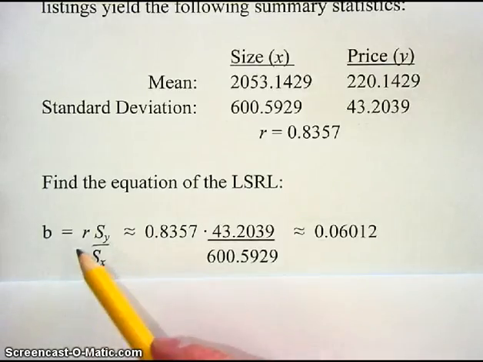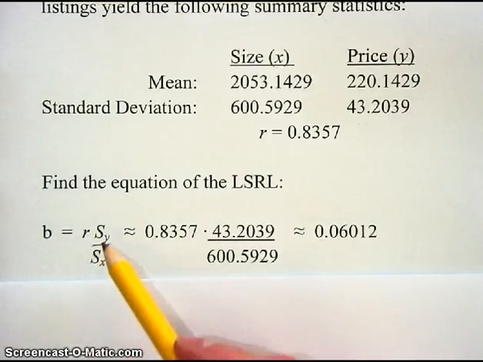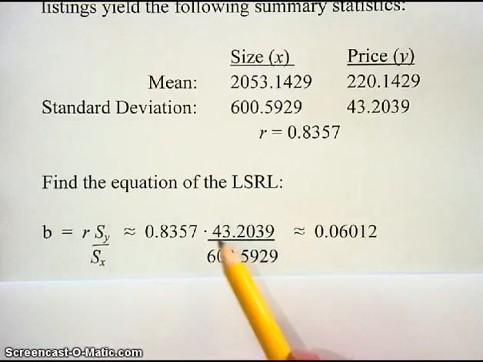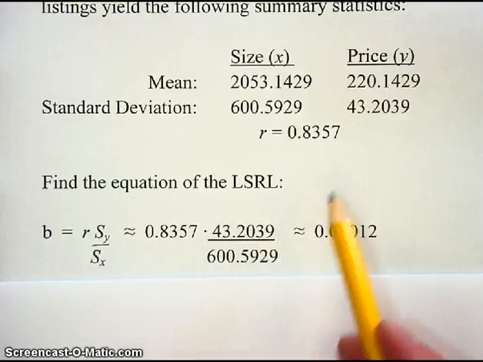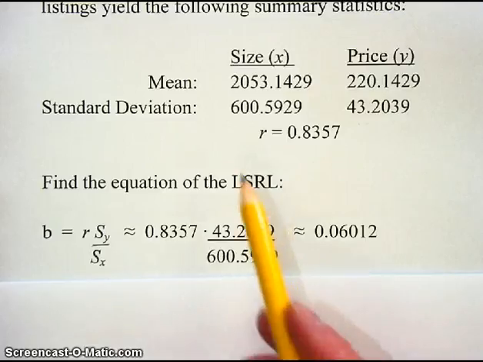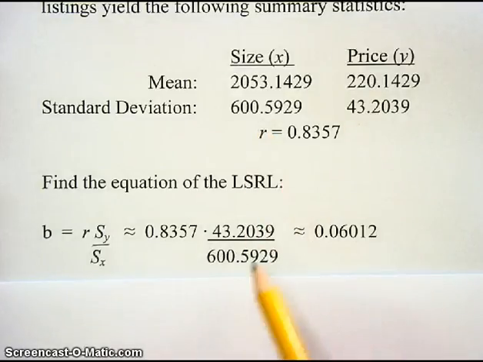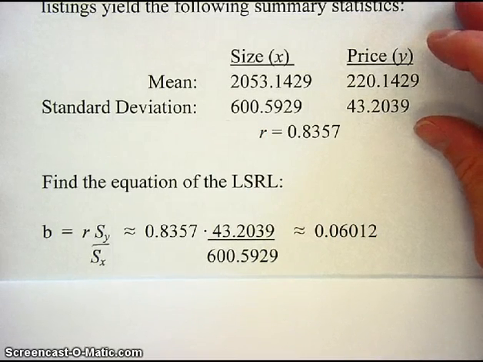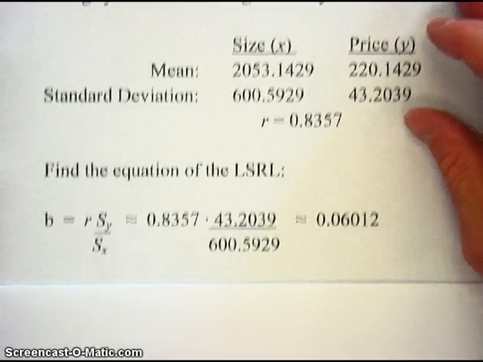Now the formula for B is R times Sy over Sx. So we're going to plug in 0.8357 for R, 43.2039 for our standard deviation of Y, and then we're going to divide by 600.5929, which is our standard deviation of X. And when we simplify all that down, we get 0.06012 as our value for the slope. And we'll interpret that in a minute.